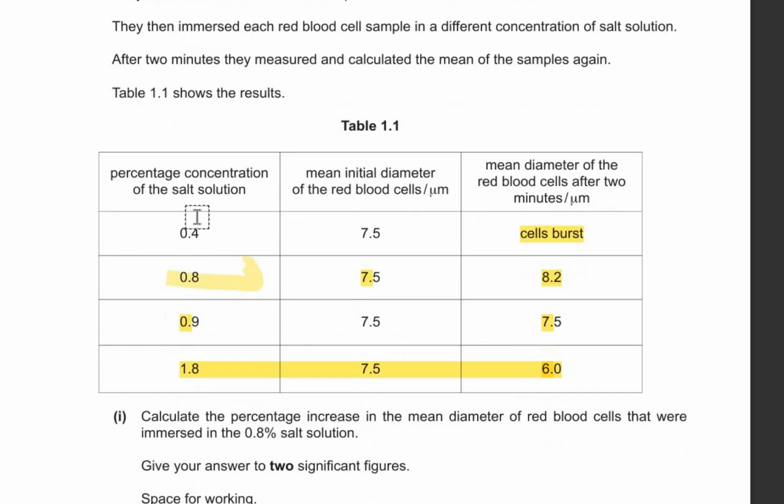dipped the red blood cells in salt solutions of different concentrations, and then they measured the change in the diameter. The percentage concentration of salt solution is given over here, and the range is from 0.4 to 1.8. The initial diameter of the cells was 7.5 micrometers. After a particular amount of time, the results were noted. In 0.4%, the cells burst. In 0.8%, the diameter increased, and in 0.9%, the diameter did not change. And in 1.8%, the diameter decreased from 7.5 to 6.0.